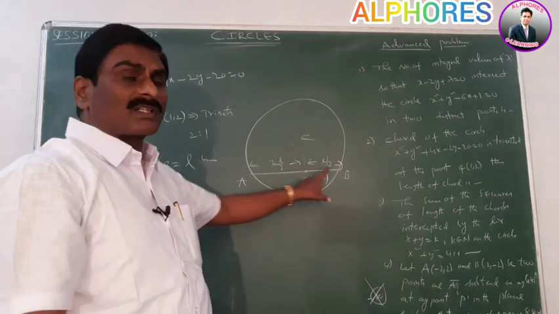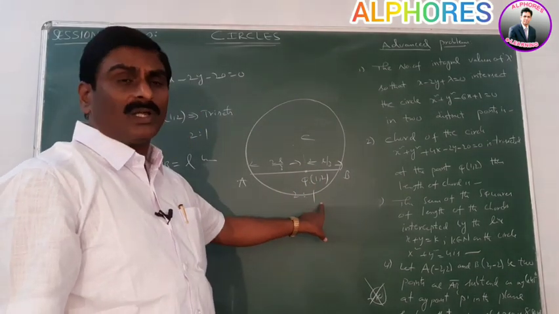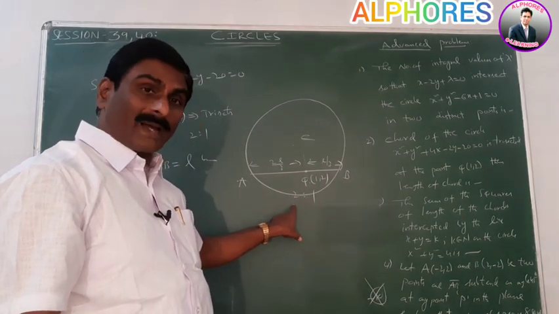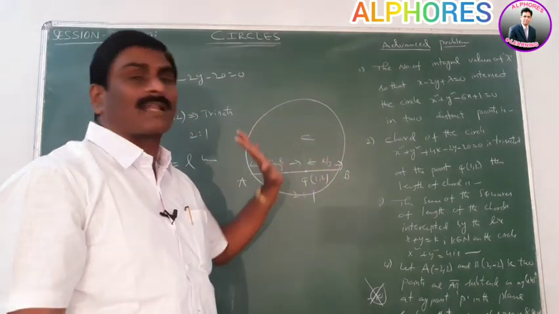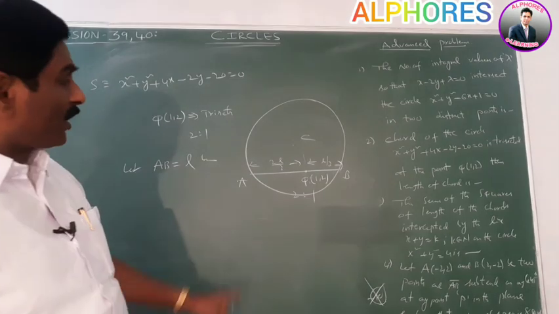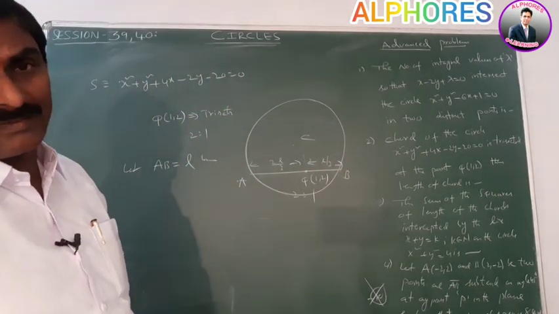Total length of this chord is L. We divide this length L in the ratio 2:1. That means 2 by the sum of the ratios, 2 by 3 into total length L, is 2L by 3. The other proportional value is L by 3. Total length is 2L by 3 plus L by 3, which means L. By using this property, we find the value of L.